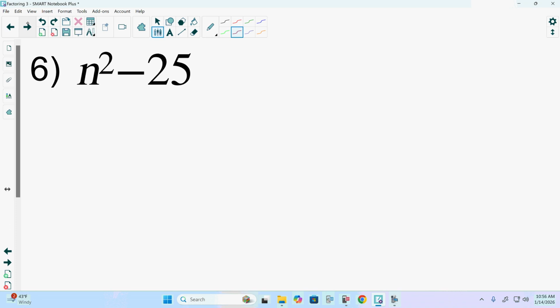So we'll go on and look at the next type of problem, which is this one here, n squared minus 25. Now this here is a special type. It is called our difference of perfect squares. If we have two terms being subtracted and they can be written as a number times themselves, they are perfect squares, they will factor in the form of a plus b times a minus b.